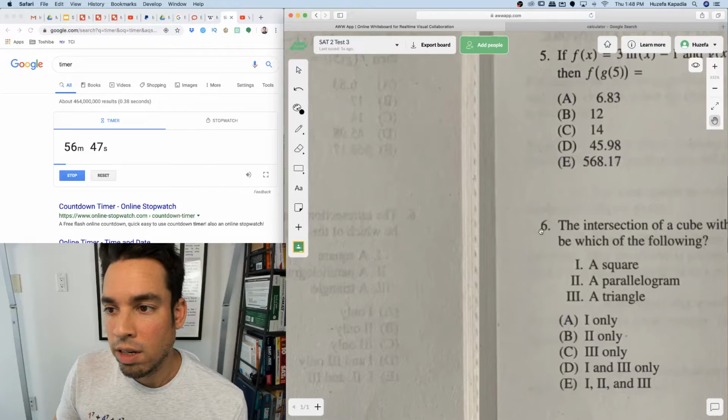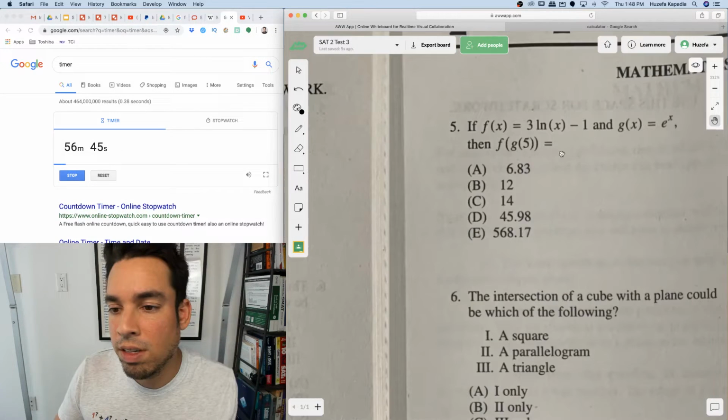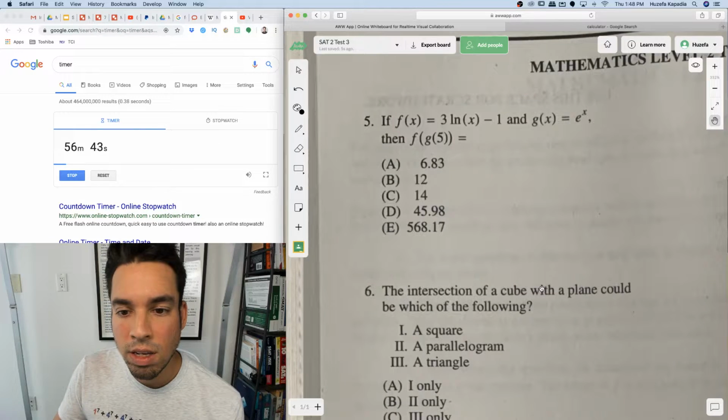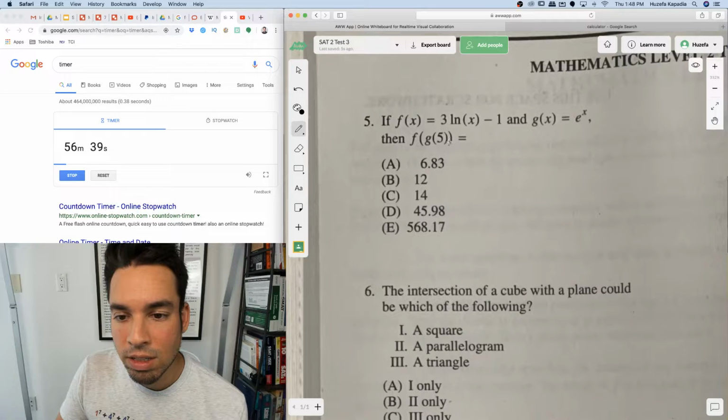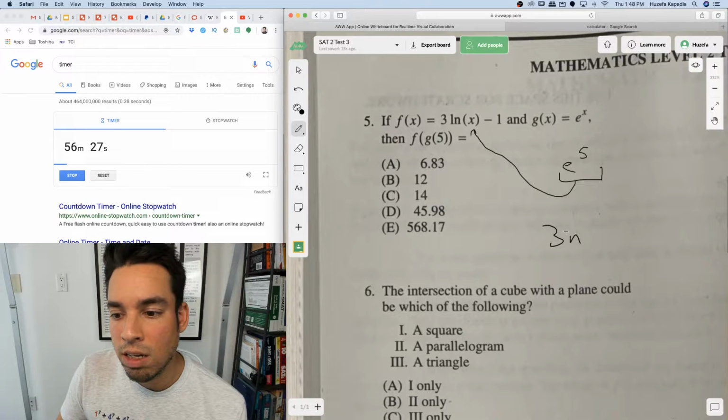All right, number 5. If f of x equals this and g of x equals that, then okay. So we're plugging and chugging. So basically, first I'm plugging 5 in for this. So this becomes e to the 5th. And then I take this and I plug it into this x. So now we're taking f of that value. So it's 3 ln of e to the fifth.